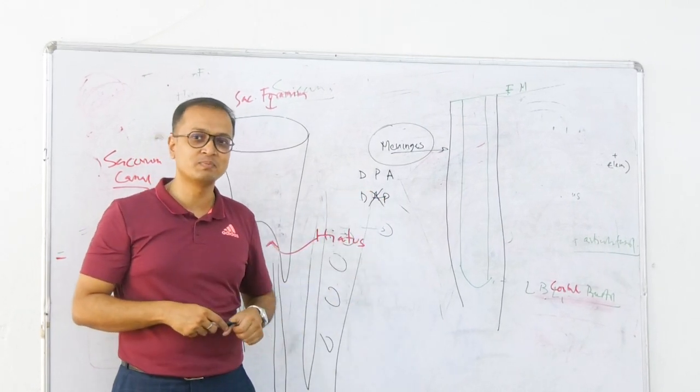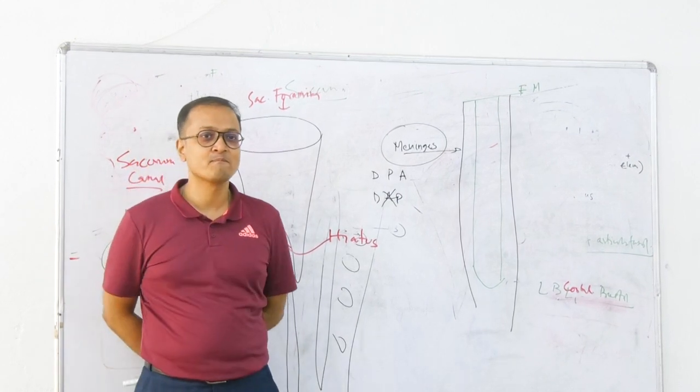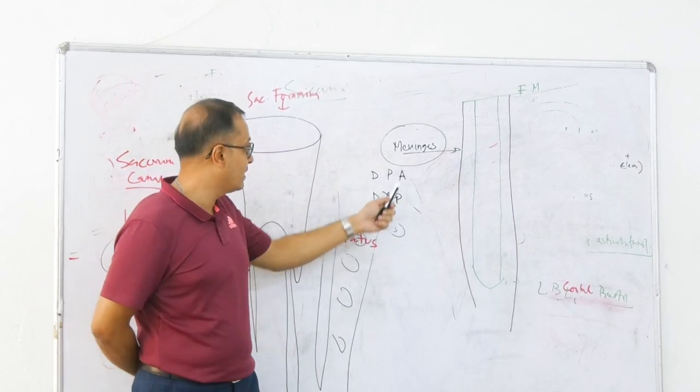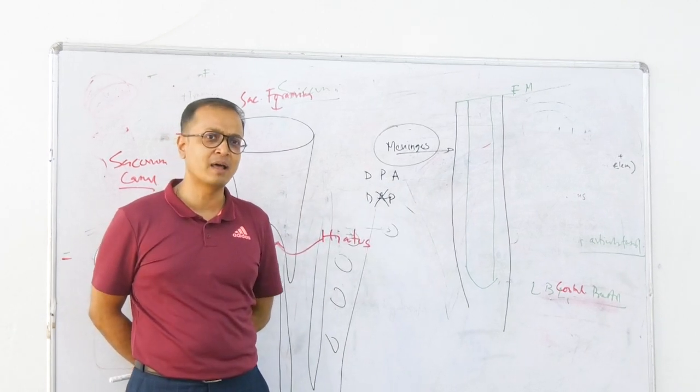So where is the subarachnoid space? Arachnoid and pia. Then how come it becomes subarachnoid?